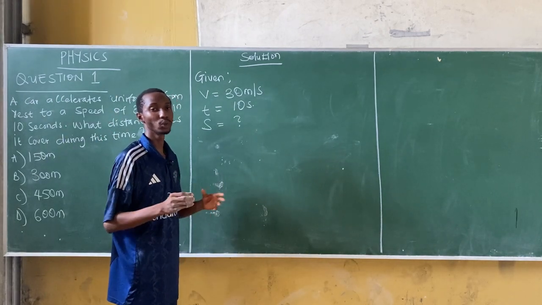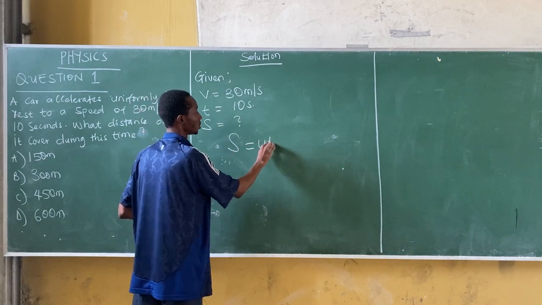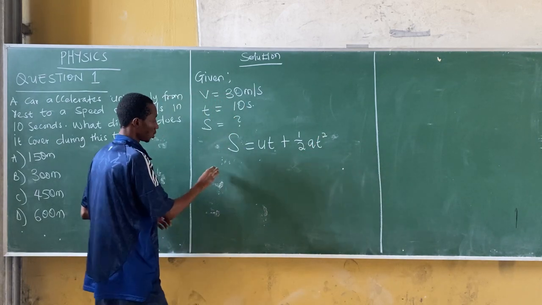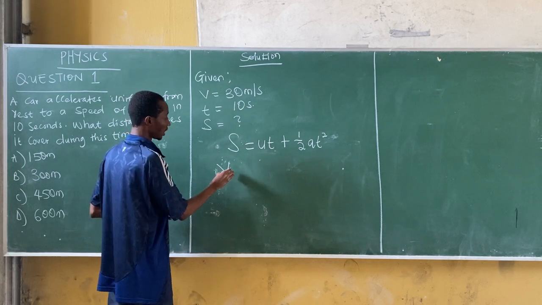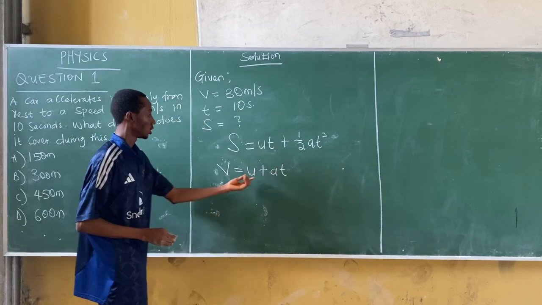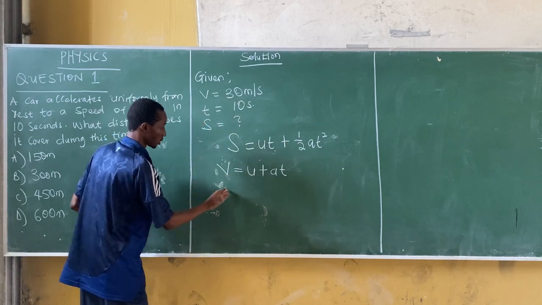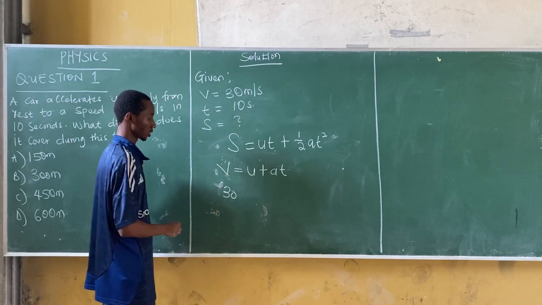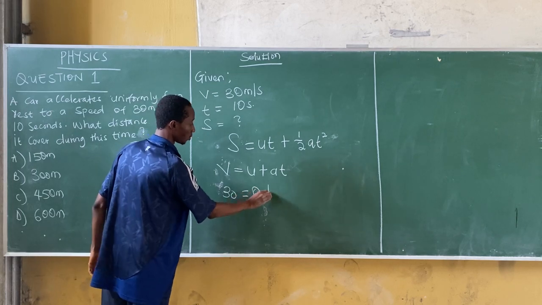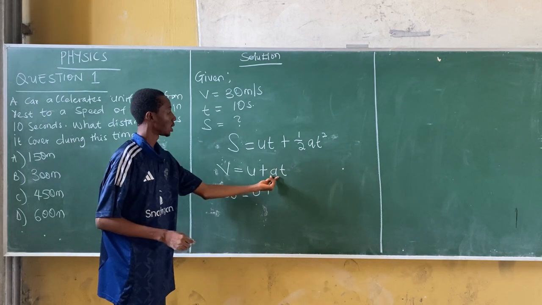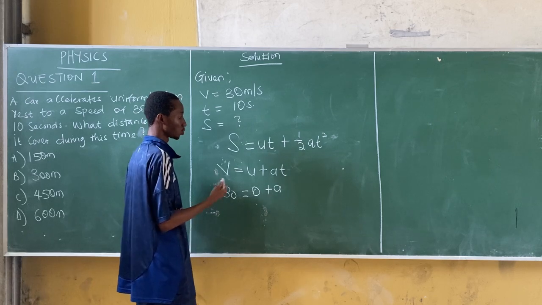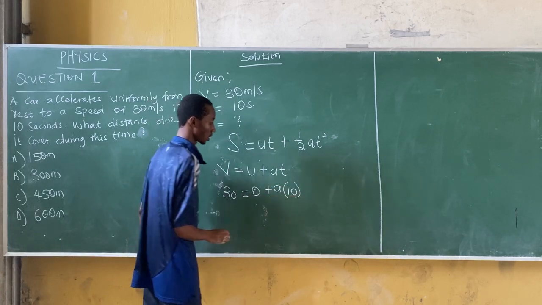From Newton's third law of motion, we can remember that S is equal to UT plus 1 over 2 AT squared. Also, if we recall this formula, Newton's second law, that V is equal to U plus AT. Here, we know the final velocity to be 30 meters per second, is equal to the initial velocity, which is 0, plus, acceleration is unknown, A. The T here is time. The time given to us from the question is 10 seconds.